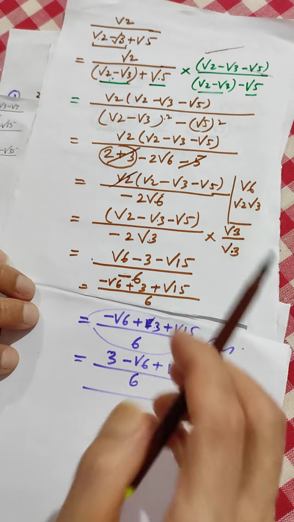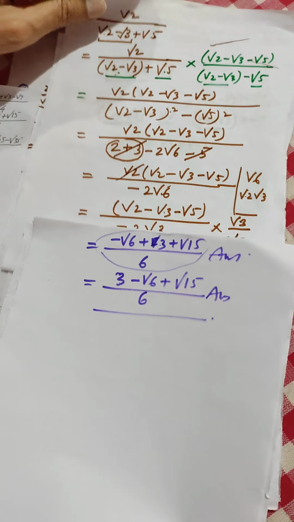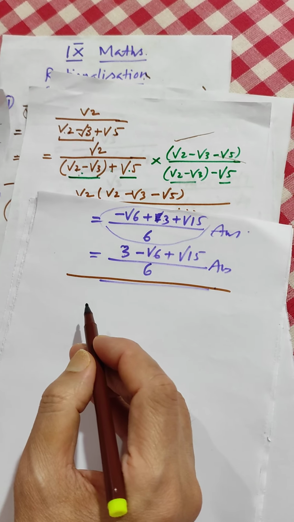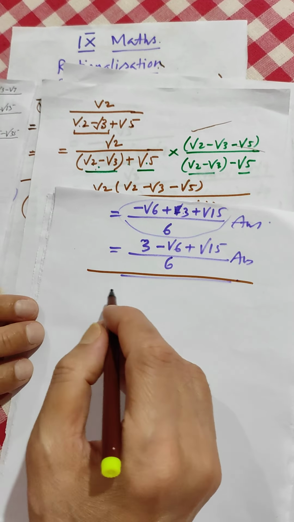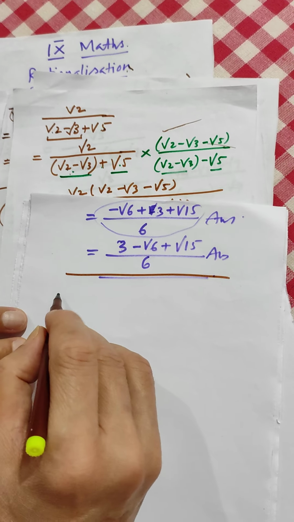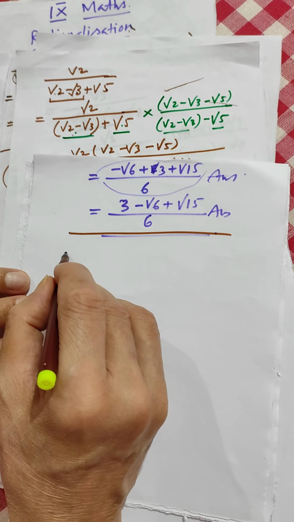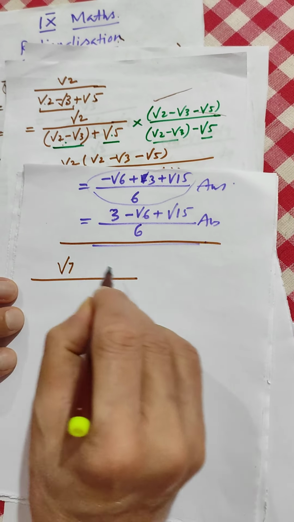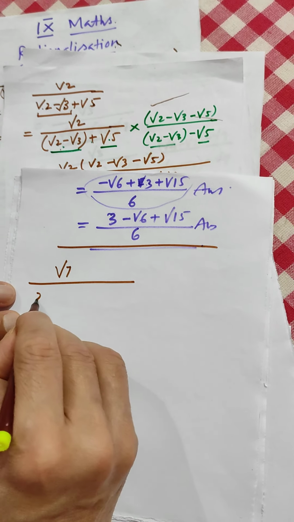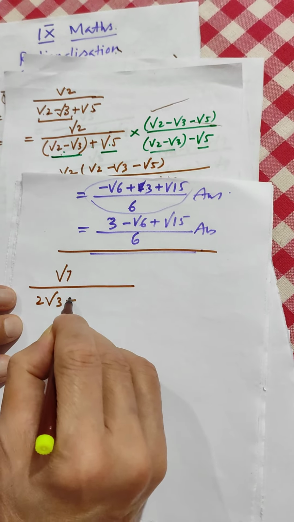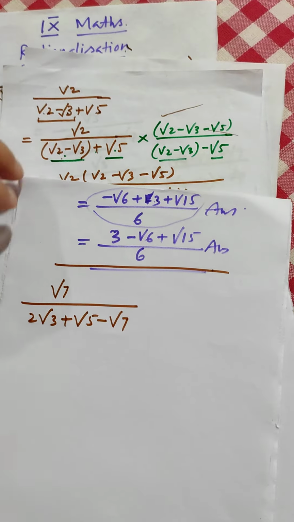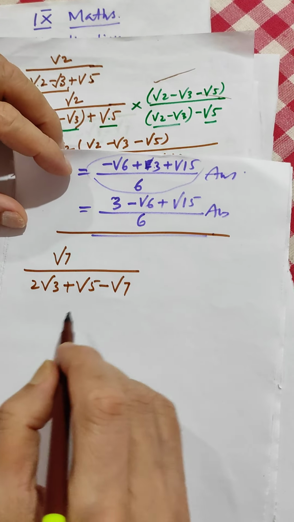Alright. So you see, when the denominator is irrational and a trinomial, how you have to do it. Now let us say another example. This one, say root 7 in the numerator and the denominator 2 root 3 plus root 5 minus root 7. Okay. Now what grouping you will make?